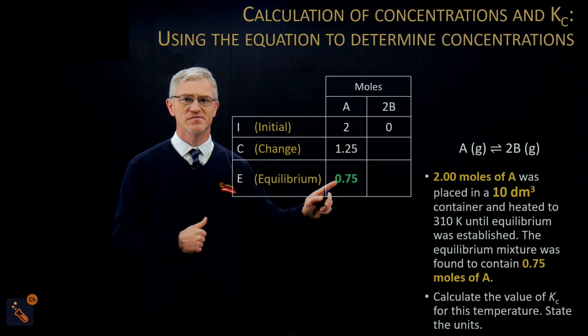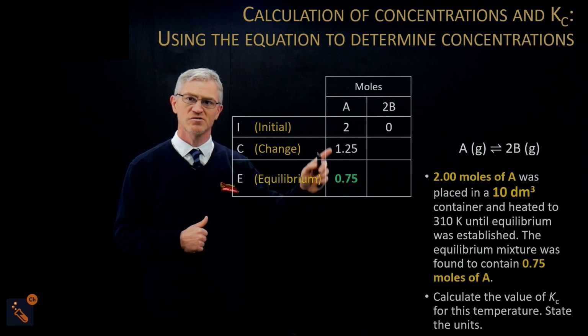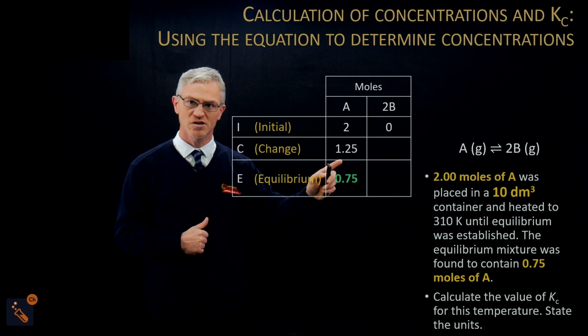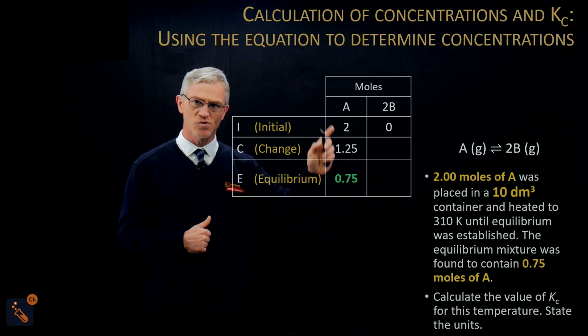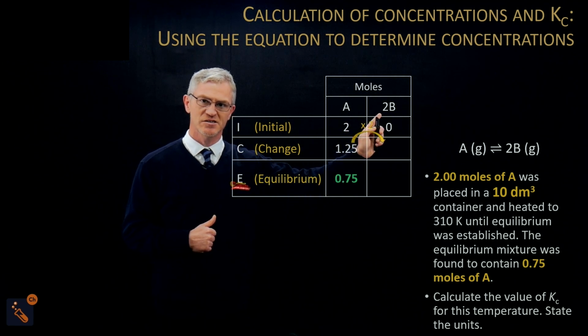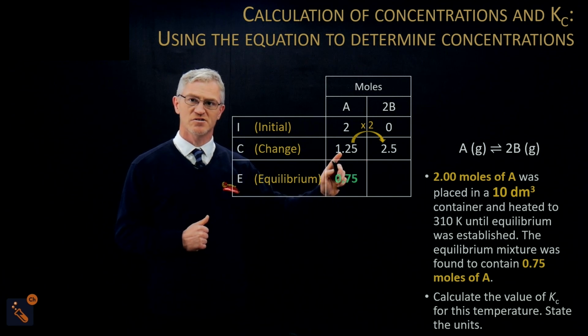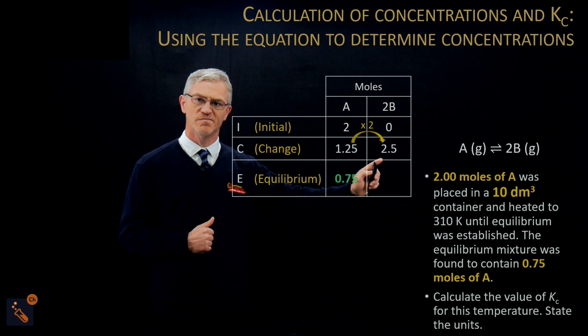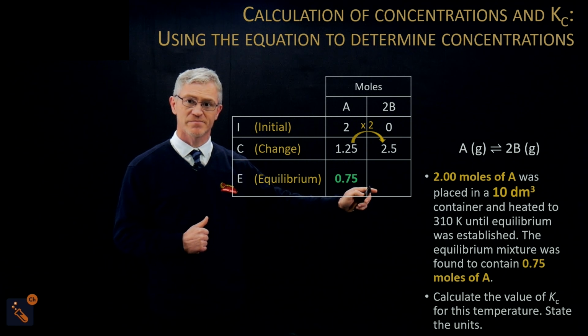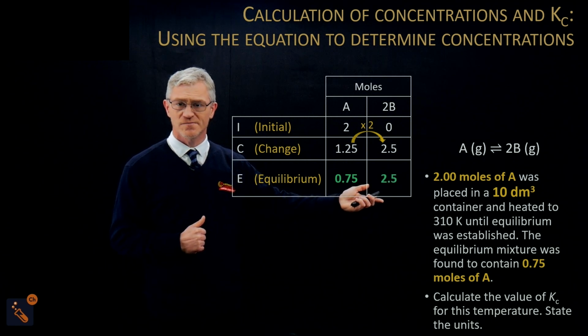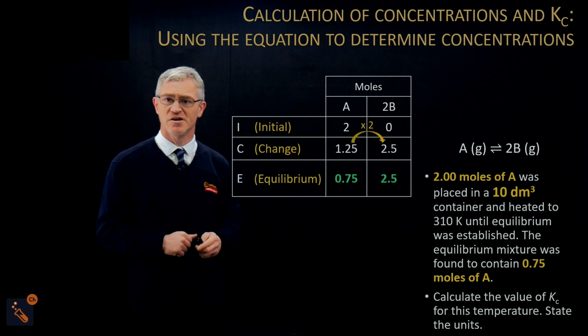Now, if there's 0.75, the difference between 0.75 and 2 is 1.25. So that is your change. From 2 to go down to 0.75, you have to have used up 1.25. If you've used up 1.25 of A, the ratio in the equation is 1A to 2B. So if I times that by 2, I'm going to get 2.5. That means I've used up 1.25 of A to make 2.5 of B. That means at equilibrium, there will be 2.5 of B. So overall, we've now got our equilibrium number of moles.